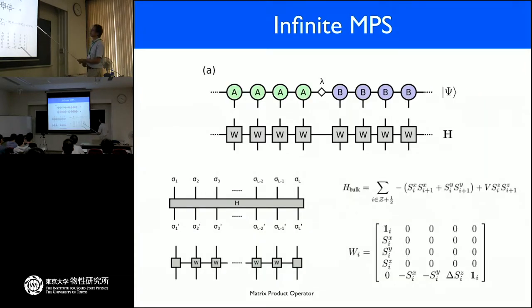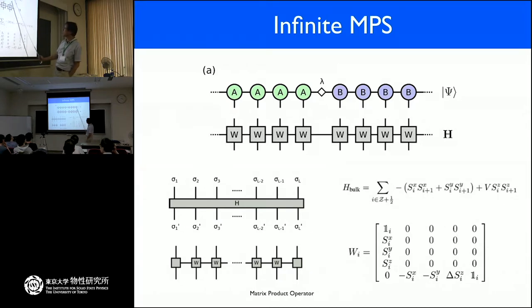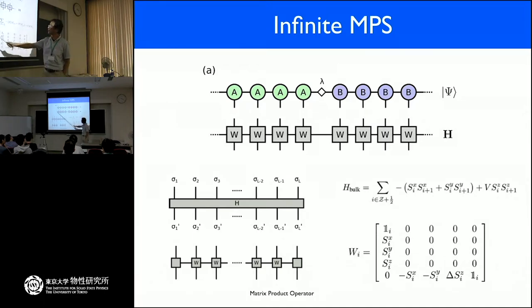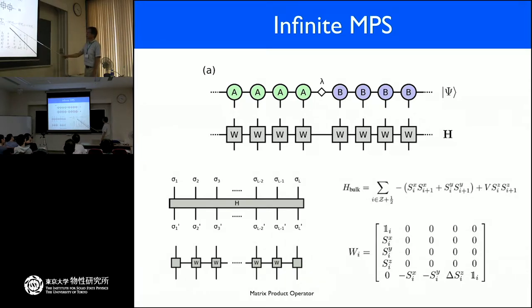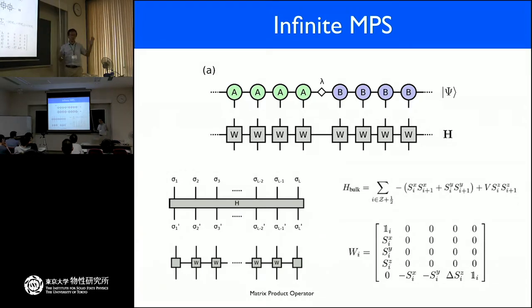I'll give some brief introduction of this infinite boundary condition. So if you assume translational invariance, in the mixed canonical form, then you can write your MPS wave function. So this extends to infinity, like this. And you write your Hamiltonian in terms of some MPO. So basically, for n-body interaction, you can always decompose it into some sum of product operators. And for the XXZ model, this is what we studied in the first part, we can write down this MPO as a 5x5 matrix. And by multiplying this matrix, you just generate all these interaction terms, after you cap it with some side vectors.